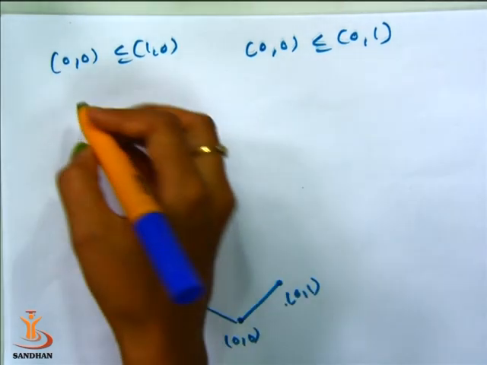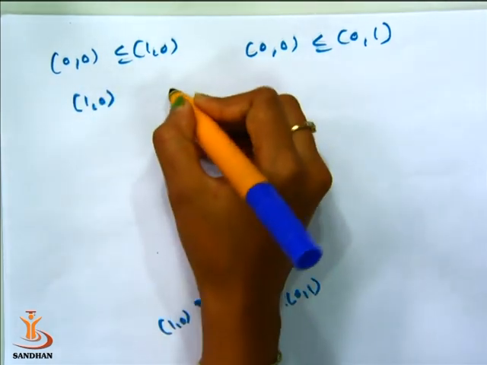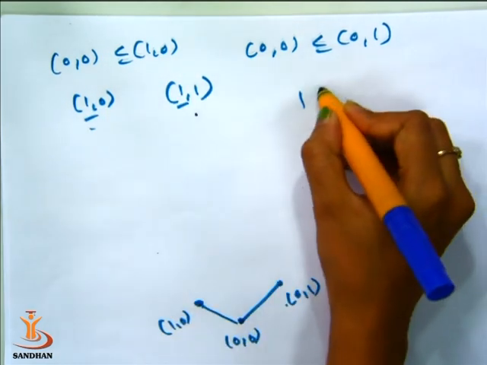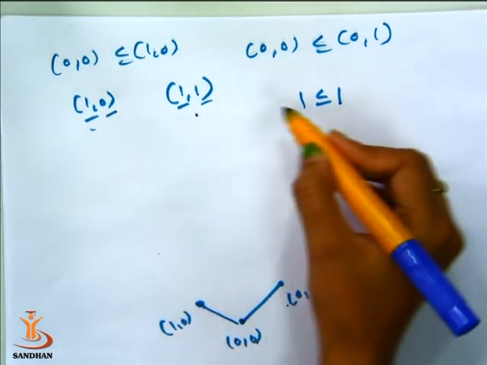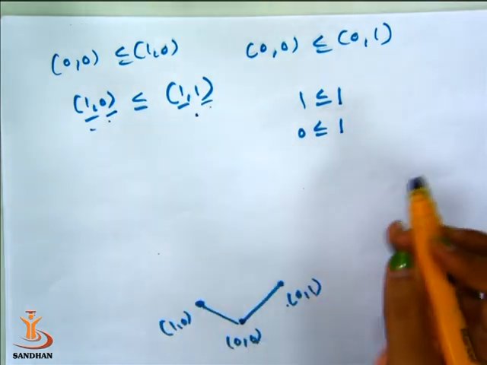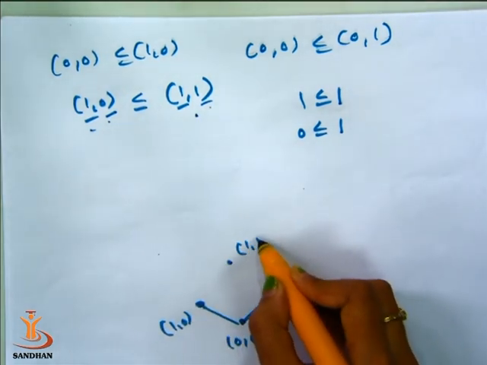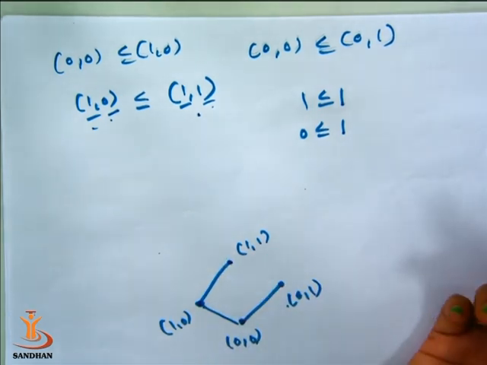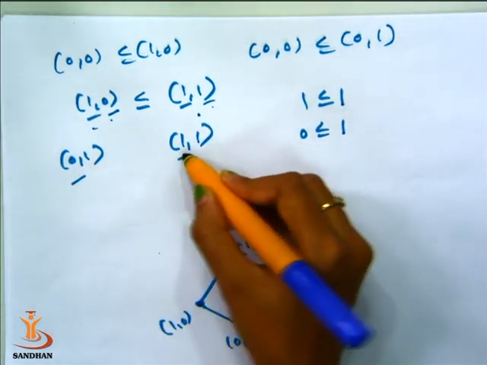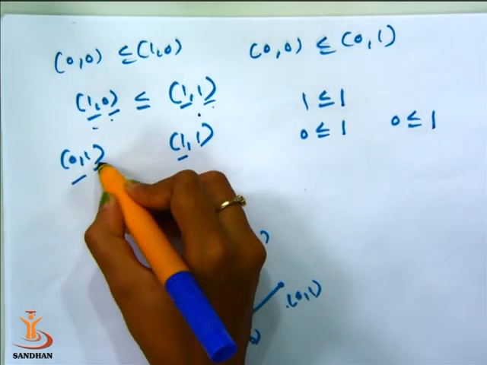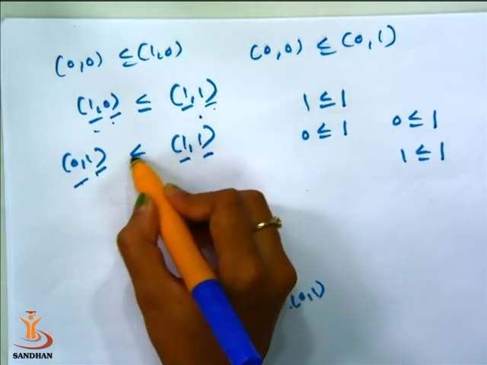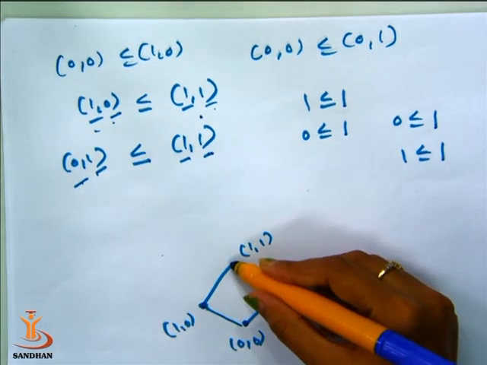Now next we have (1, 0) and (1, 1). Are (1, 0) and (1, 1) related or not? 1 is less than or equal to 1, yes it is possible, and 0 less than or equal to 1 is also possible. So (1, 0) is related to (1, 1), right? So we can join (1, 0) and (1, 1) by a line. Similarly, (0, 1) and (1, 1), are they related? 0 less than or equal to 1 is possible, and 1 less than or equal to 1 is also possible. So (0, 1) is related to (1, 1). So we can join (0, 1) and (1, 1).